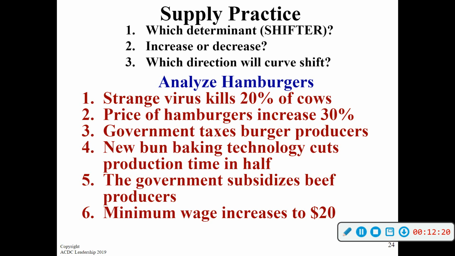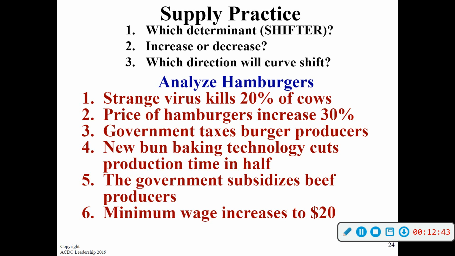All right. Price of hamburgers increased 30%. Doesn't change. Very good. Price does not shift the curve. It's just going to move you along the curve. 3, government taxes burger producers. Good. Taxes. It's going to shift the supply curve to the left. 4, new bun baking technology cuts production time in half. Technology to the right. Very good.